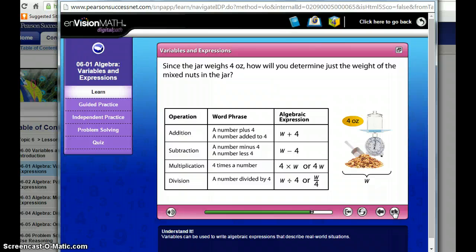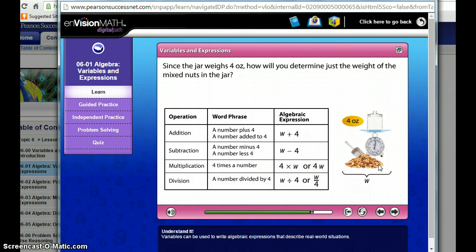Okay, let's think about that. We need to come up with our expression. They said W is the weight of the mixed nuts and the jar, the whole thing. And we know that the jar is 4 ounces. What would our expression be if we wanted to find how much just the nuts weigh? W is how much it weighs all together, the nuts in the jar put together. And we know that the weight of the jar is 4 ounces. So how do we figure out just the weight of the mixed nuts? What's our expression going to be?